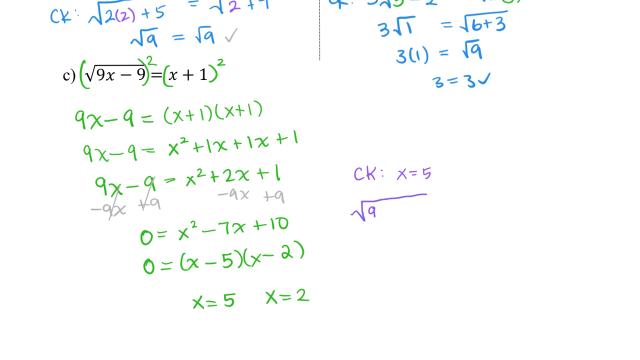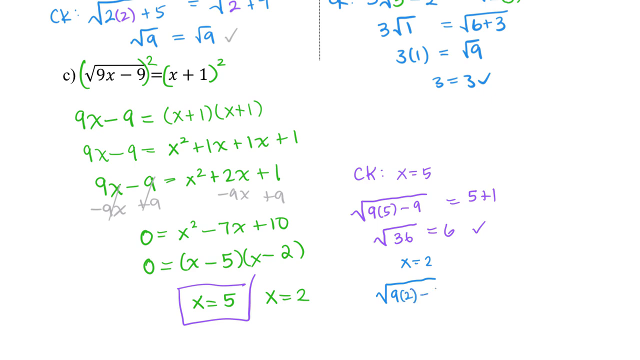So 9 times 5 minus 9 equals, not 9 plus 1, what was x? 5 plus 1. Okay, 45 minus 9 is 36. Does the square root of 36 equal 6? It does. So this answer is totally good. Let's check x equals 2. So 9 times 2 minus 9 equals 2 plus 1. What is that? 18 minus 9 is 9. Is the square root of 9 equal to 3? Yes. So both of my answers happen to work here, but remember, it is actually pretty uncommon for both answers to work.